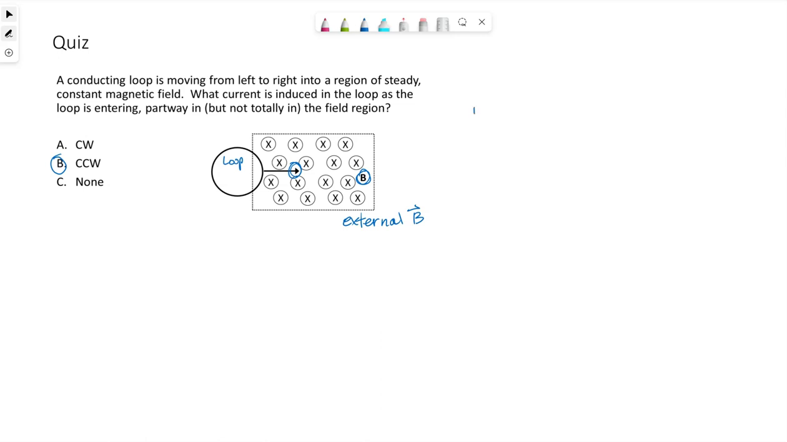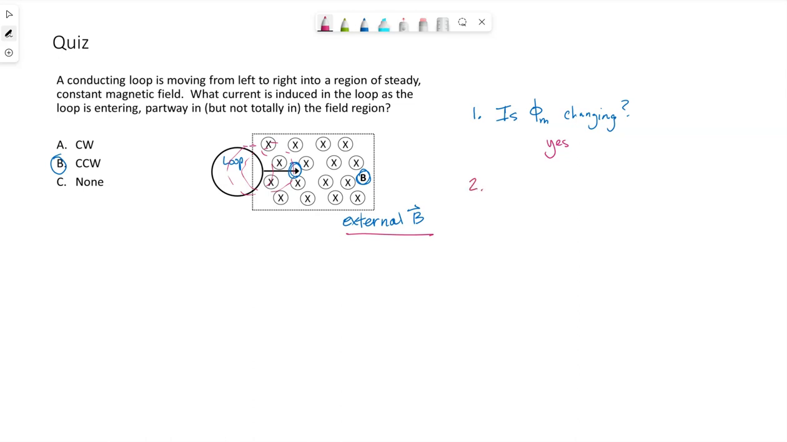To determine direction, our first question we need to ask ourselves is, is the magnetic flux changing in this situation? Well, if I consider the loop getting more and more inside, it's going to encompass more and more of this external magnetic field. So the answer to this is yes. The flux is changing as that loop moves into this region.